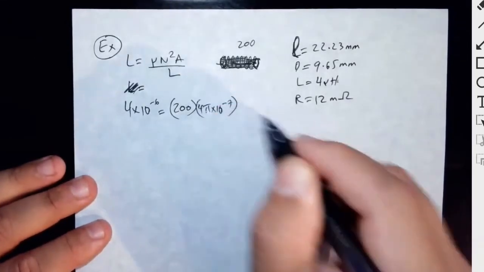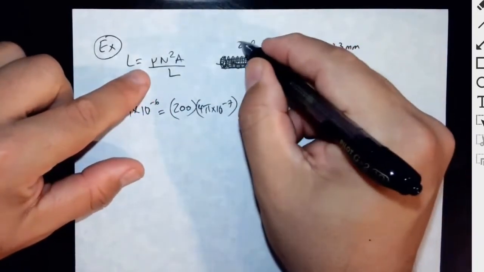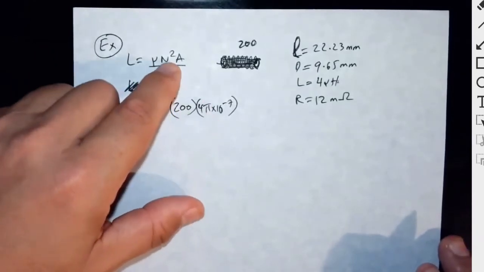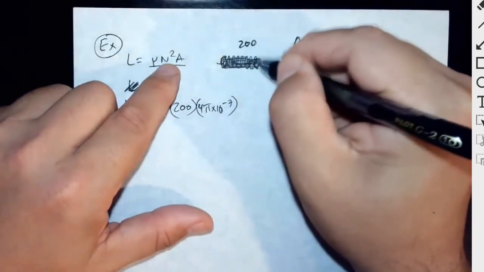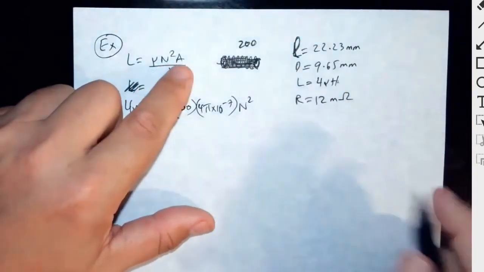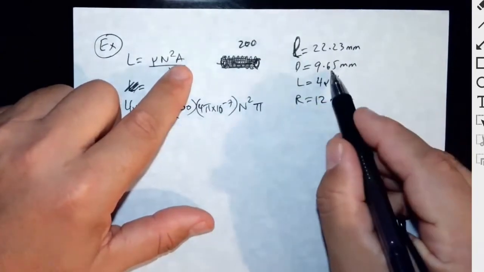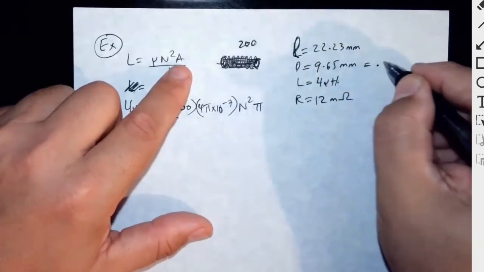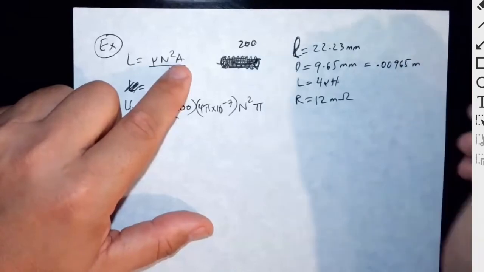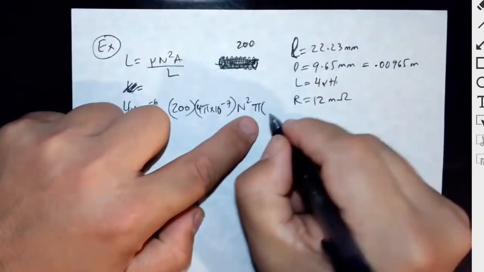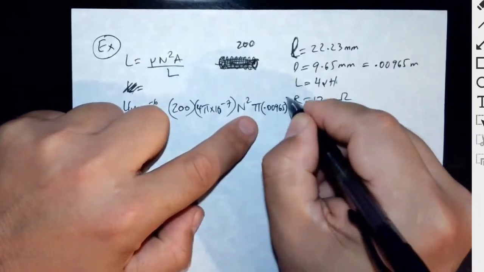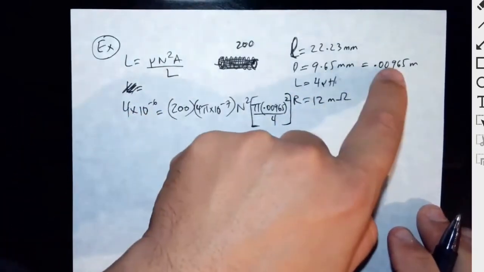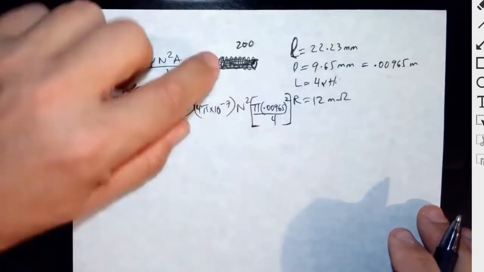4 pi times 10 to the -7. So the ferrite iron core relative permeability is 200. So then 200 times that, but now N, we don't know the number of turns, how many turns there are. The area is going to be what? Pi times the radius squared, or we could just do it by the diameter. What's the diameter? 0.00965 meters. So we can do pi times diameter squared over 4. Right? Pi times diameter squared over 4. That's the area of this, right?